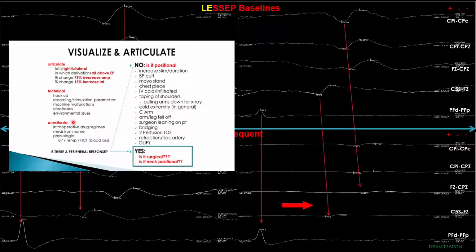Check your anesthesia values to make sure nothing drastic has happened there. And the key, is there a peripheral response? And the answer is yes. Since the answer is yes, you can bypass all this troubleshooting right here.